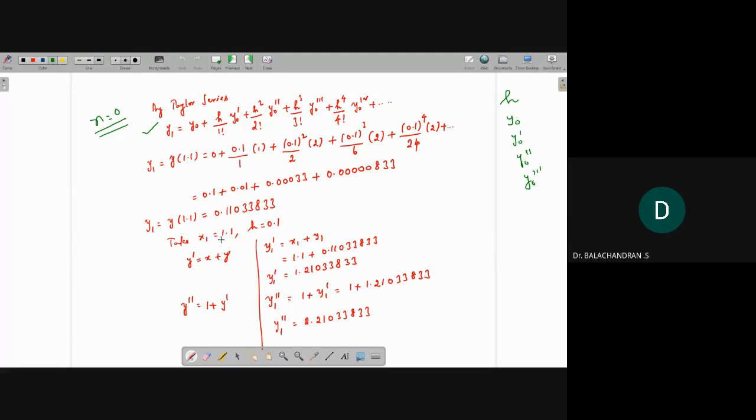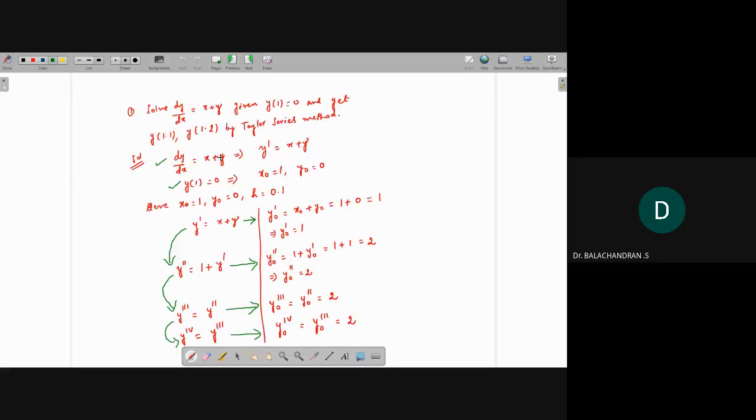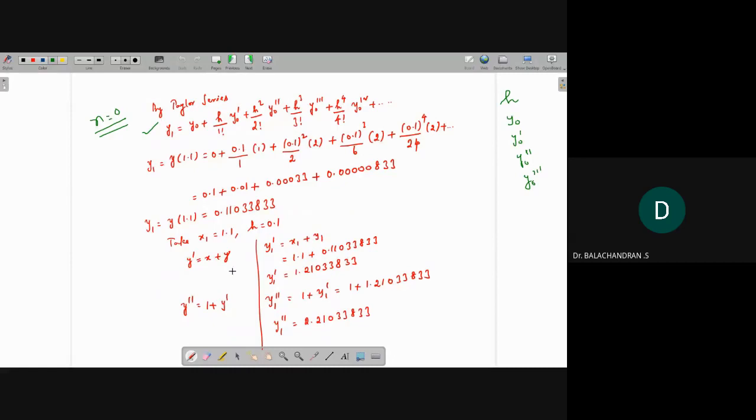So next, take x1 equal to 1.1 and y1 is this value, you know that, and h is 0.1. Now I am going to find y2. y2 is y of x2, that is y of 1.2. So again, same procedure. y dash is equal to x plus y, that is given in the question, and you need to find y double dash, y triple dash and so on.